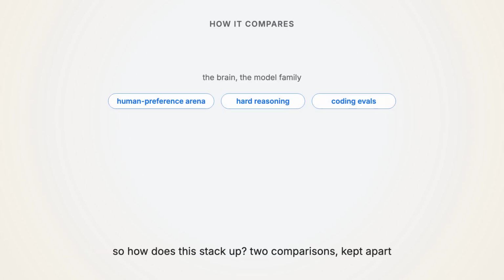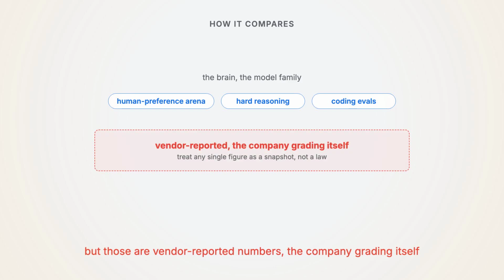Two comparisons kept apart. On the brain, the model family. At launch, Google reported leading scores across a range of tests, topping a popular human preference arena and posting strong numbers on hard reasoning and coding evaluations. But hear the wording. Those are vendor-reported numbers, the company grading itself, and such scores are contested and shift constantly, so treat any single figure as a snapshot, not a law.